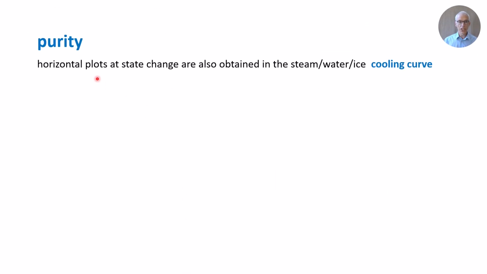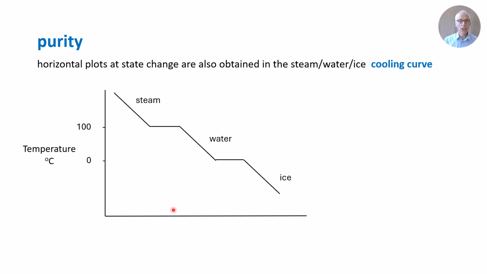So in paper 6, cooling curves are also examinable. So horizontal plots at state changes are also obtained as we change steam into water and then into ice as we cool. So we get a plot something like this, where we start with steam, we're lowering the temperature as time progresses, and we get two horizontal plots that correspond to the state change. This, of course, at 100 is the plot corresponding to the boiling point.